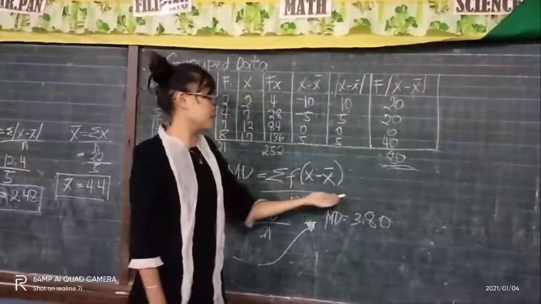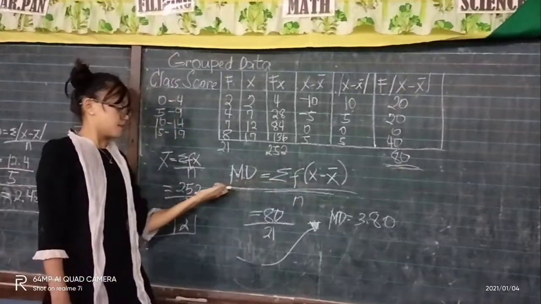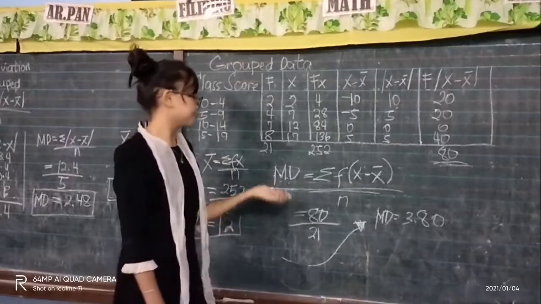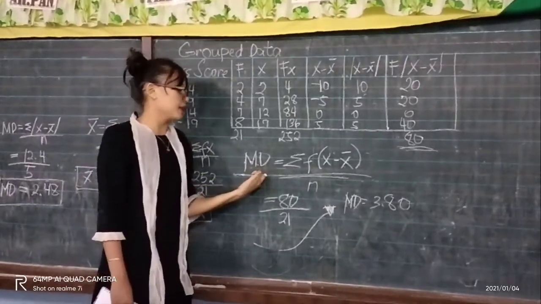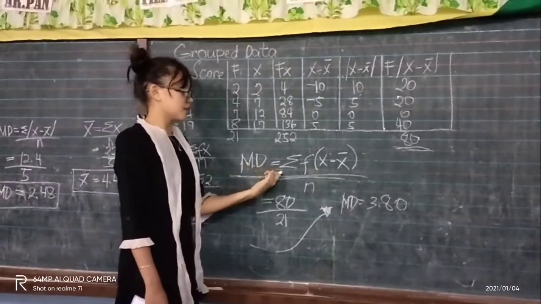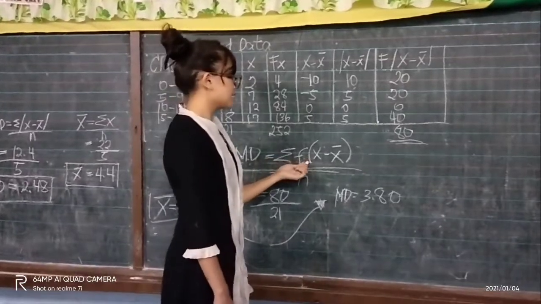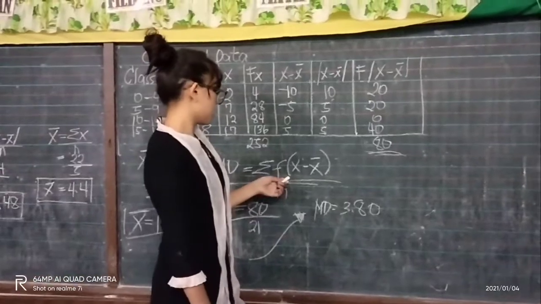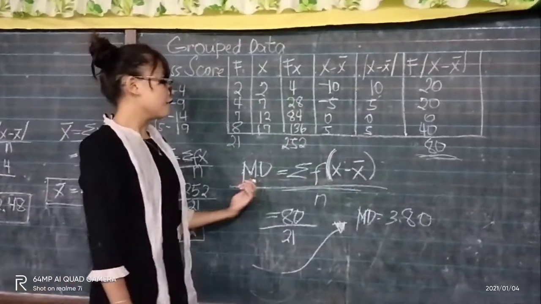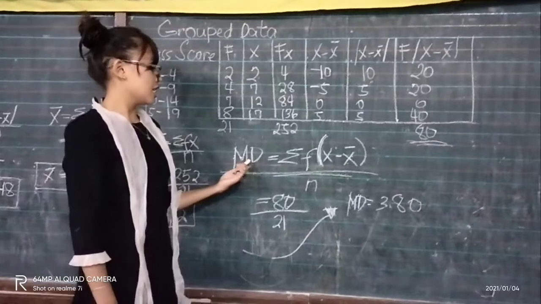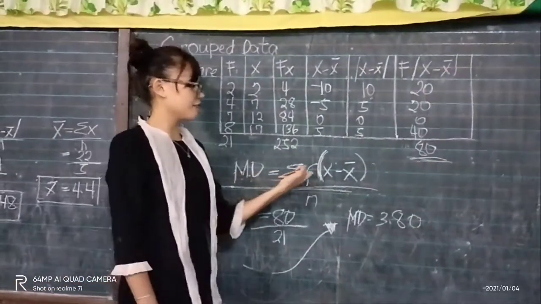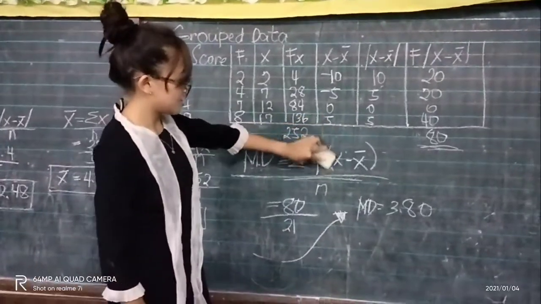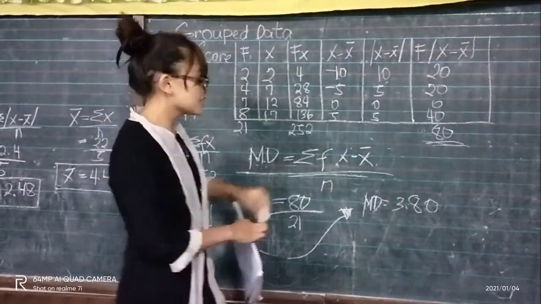So we're gonna proceed to solving our mean deviation in grouped data. So this is our formula. MD is equal to summation of f times absolute value of x minus mean over n. Sorry, this is absolute rather.